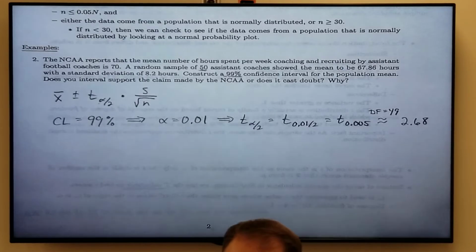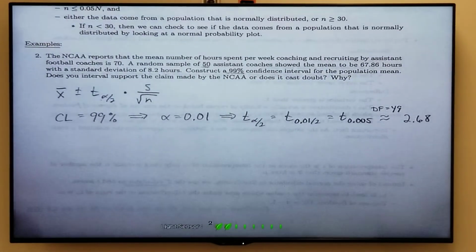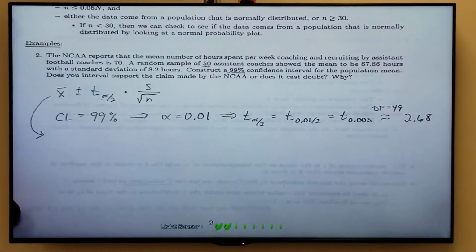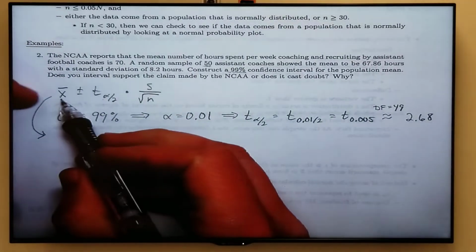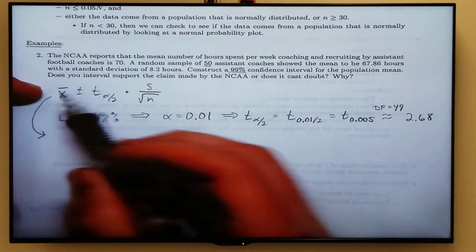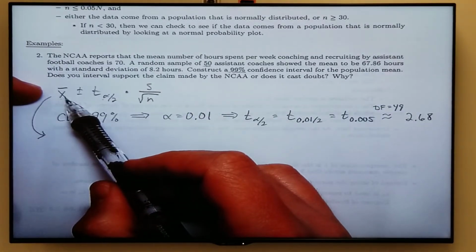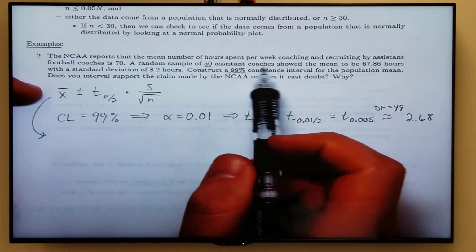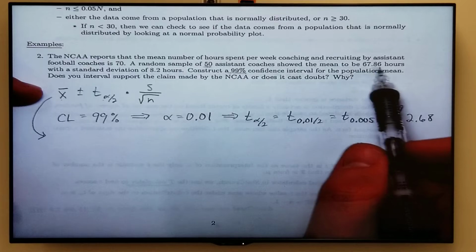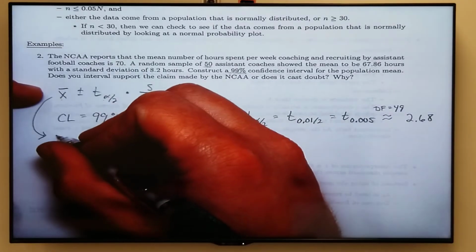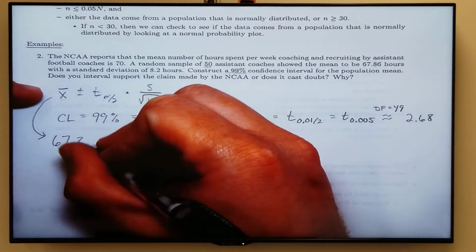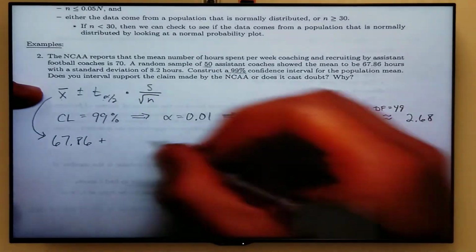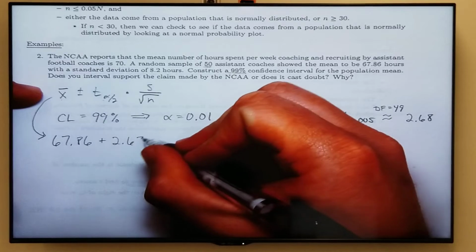Okay, we're ready to plug stuff in, I think, right? So we've got our confidence interval here. We just need to plug stuff in. So x bar, let's see, what was x bar? x bar is our sample mean, right? So reading through the problem again, it says a random sample of 50 assistant coaches showed the mean to be 67.86 hours. All right, so x bar is 67.86. T sub alpha over 2, we just computed that. It's 2.68.